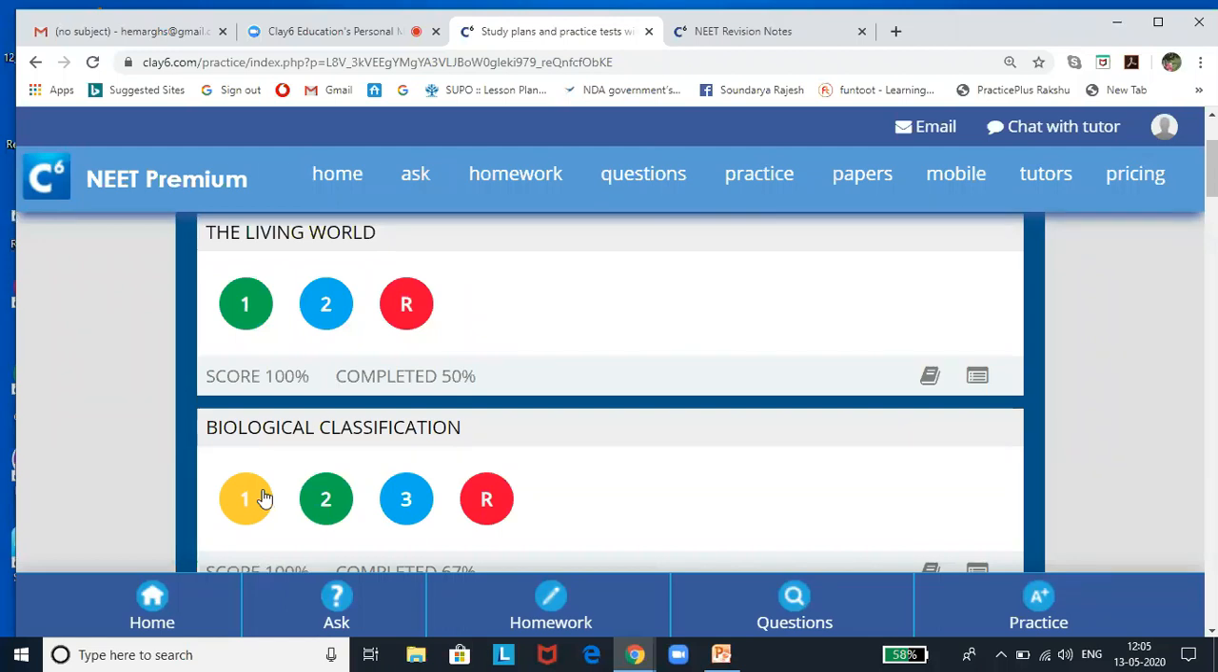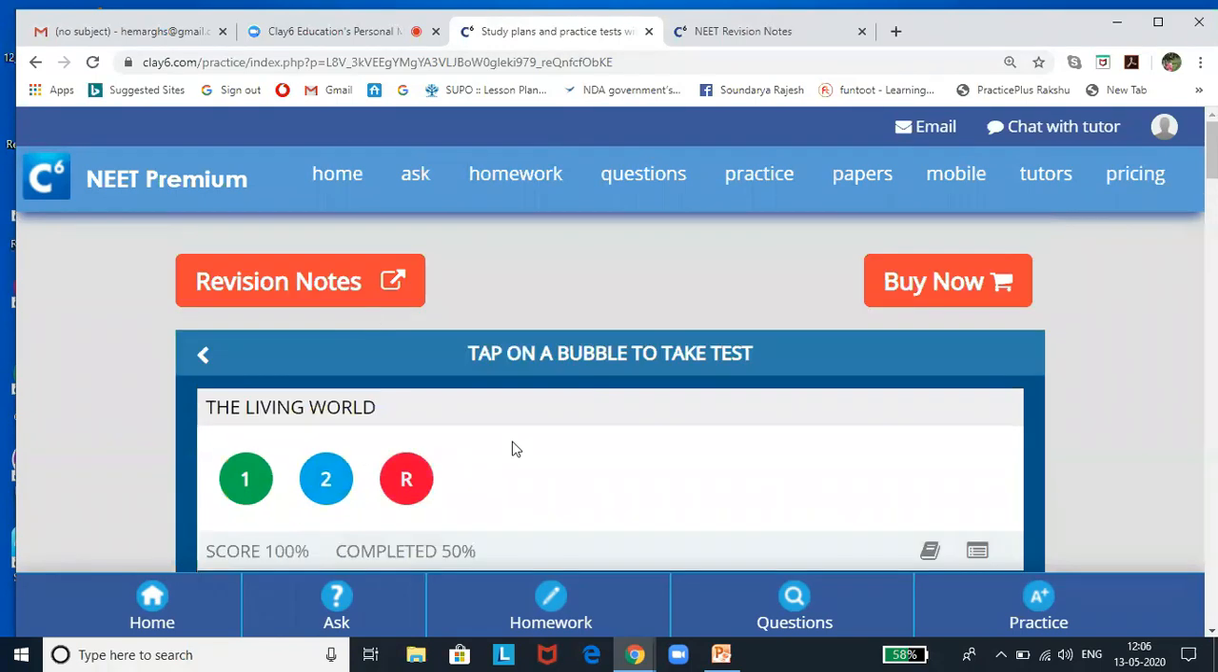If it is a yellow test, it means you have not completed the test. Maybe you would have started the test and after 3 or 4 questions, you would have realized you are yet to prepare the chapter for the test, and so you may discontinue the test. Then it shows a yellow bubble, and you can get back again and continue from where you have stopped. Now you see revision notes here. If you click on this, a PDF will pop up and that will take you to the revision notes.